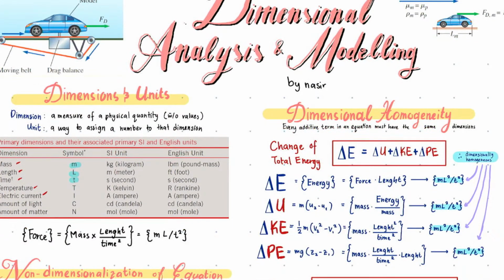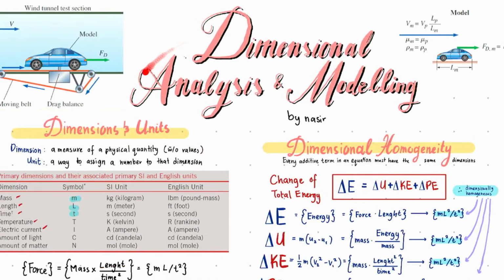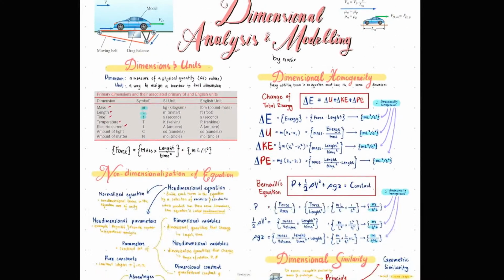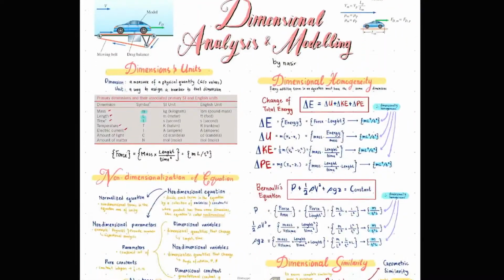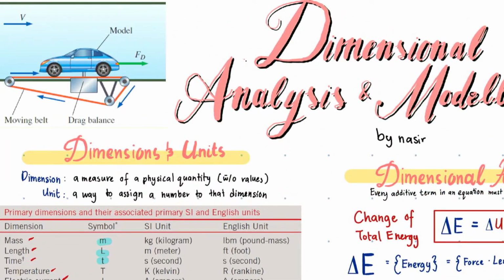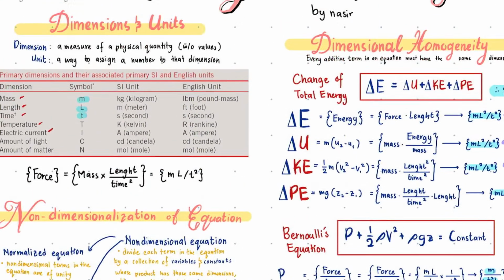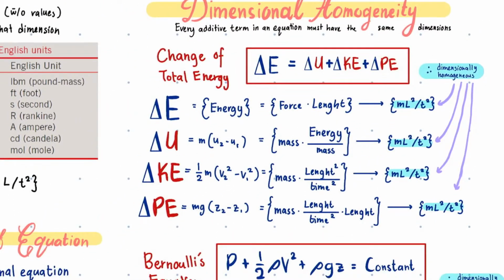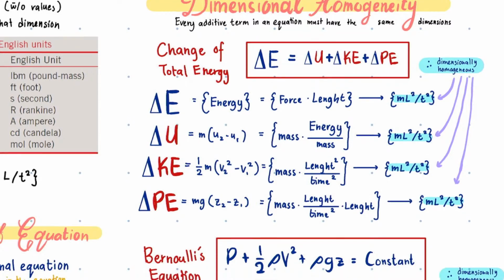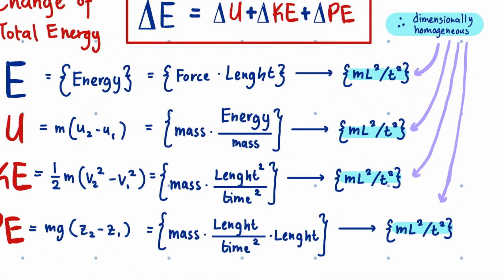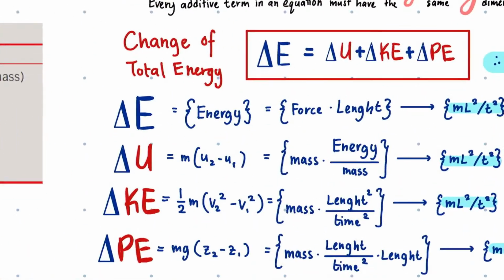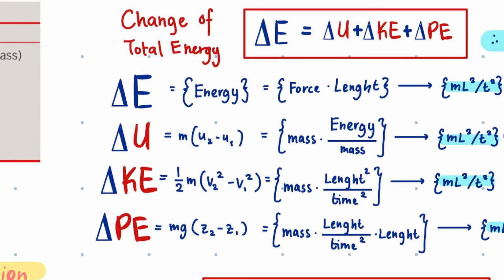So we go to dimensional analysis first. What do we have here? We have dimensions and units. We have dimensional homogeneity. Dimensional homogeneity is making every term in an equation have the same units. That is what they call homogeneous. They are dimensionally homogeneous. For example, the total change of energy.